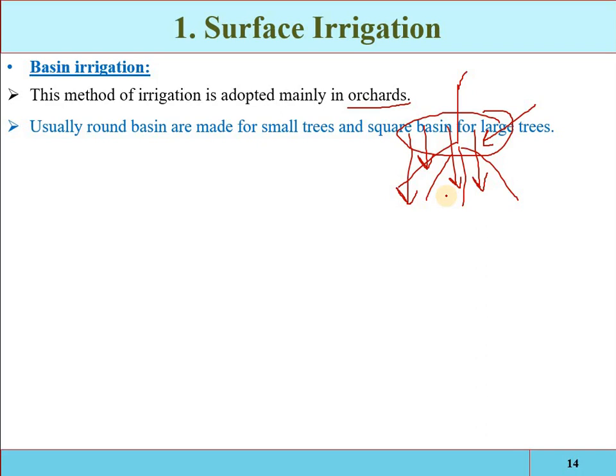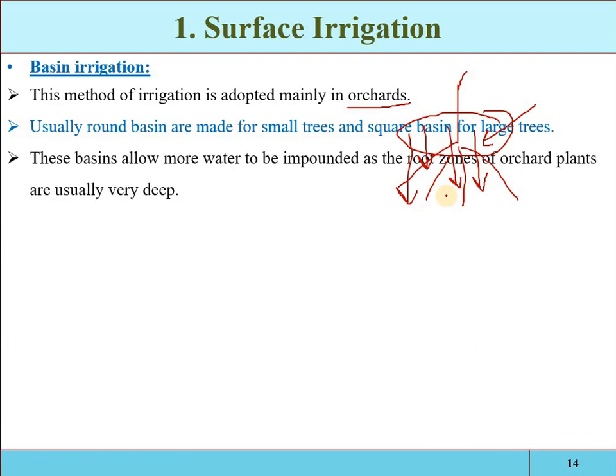These are just recommendations, that the basin will be of round, square, or rectangular shape. These basins allow more water to be impounded, as the root zone of orchard crops is usually very deep. As we have discussed, the basin will be properly irrigated, and the water will be impounded there, and then that water will be available for infiltration. So the water will be properly infiltrated into the root zone. Mostly the root zone of orchard crops is very deep, so more time will be available for infiltration.